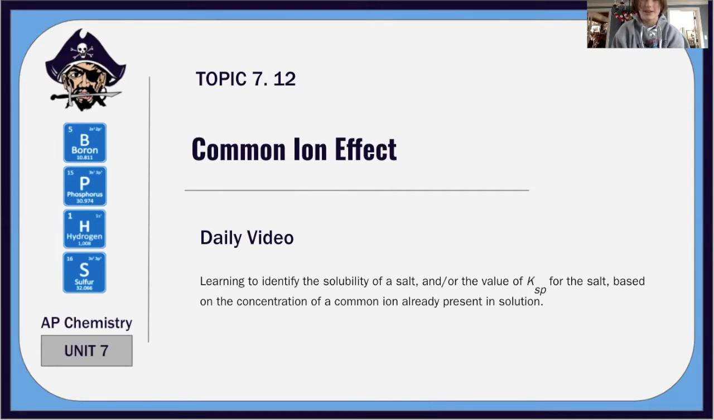Today we're going to be covering topic 7.12, the common ion effect. We're going to be learning to identify the solubility of a salt and/or the value of KSP, which is the solubility constant for the salt, based on the concentration of a common ion already present in the solution. We're going to learn what the common ion effect is, the logic behind it, and we're also going to do 3 example problems that use it.